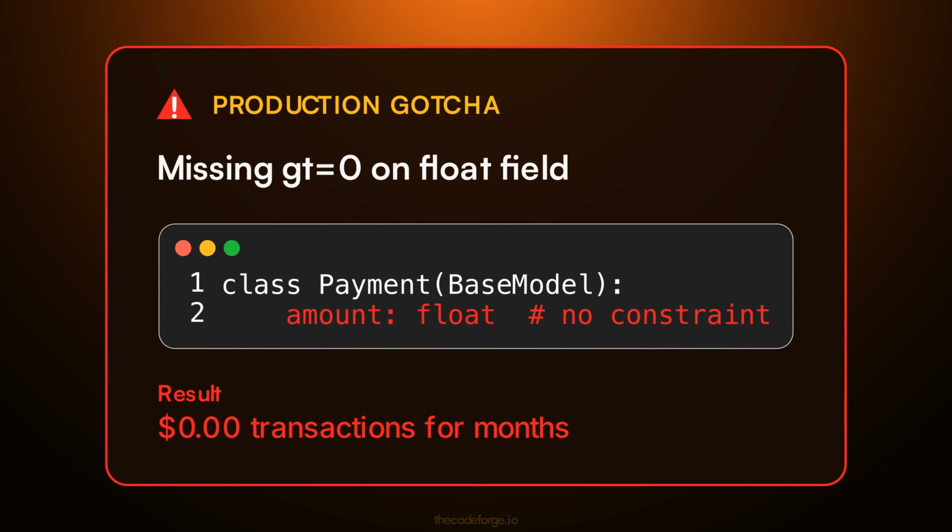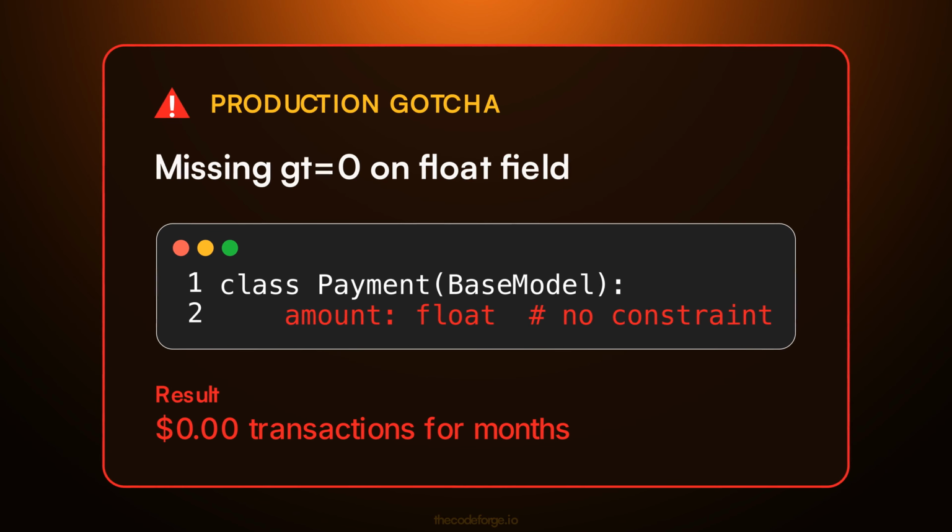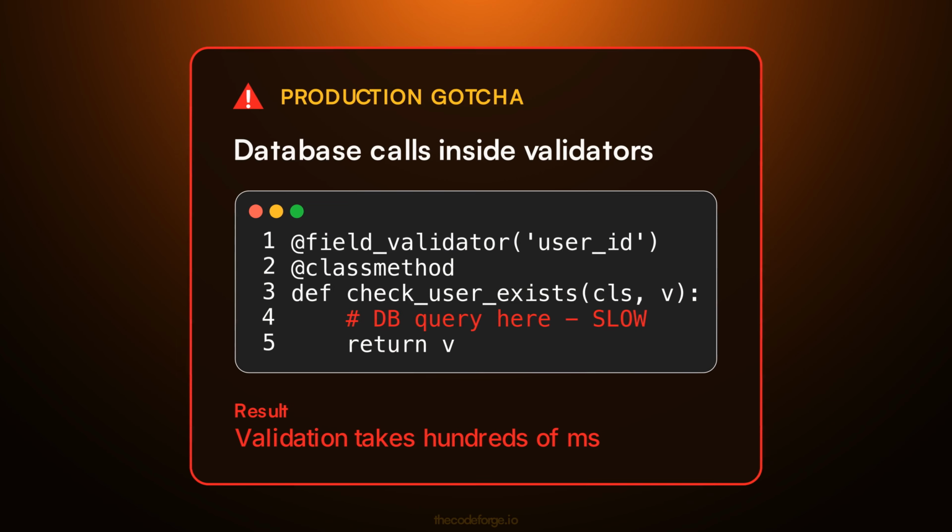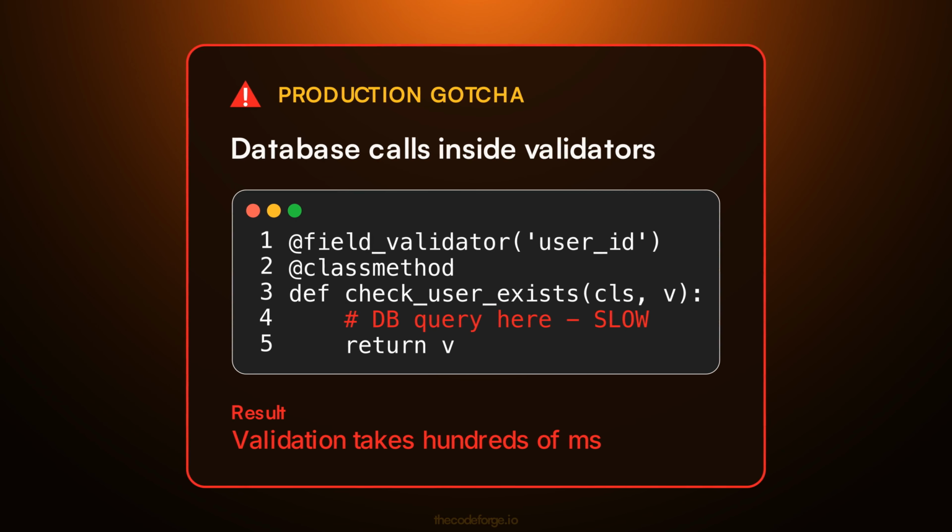This is the exact line that caused the incident. Without gt=0, an empty string becomes 0. Always add numeric constraints on monetary fields. Avoid I/O in validators. Move database lookups to the endpoint handler. Validators should be pure and fast.